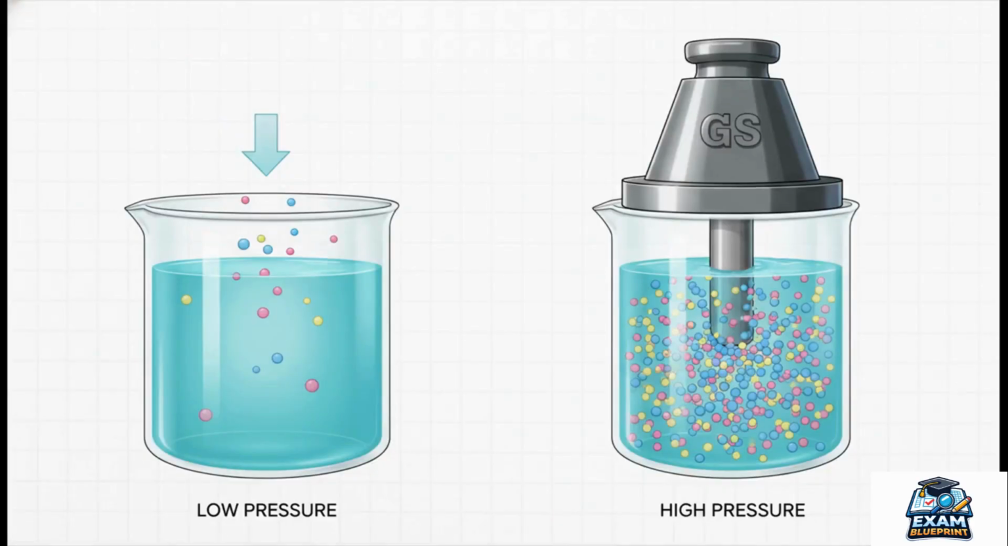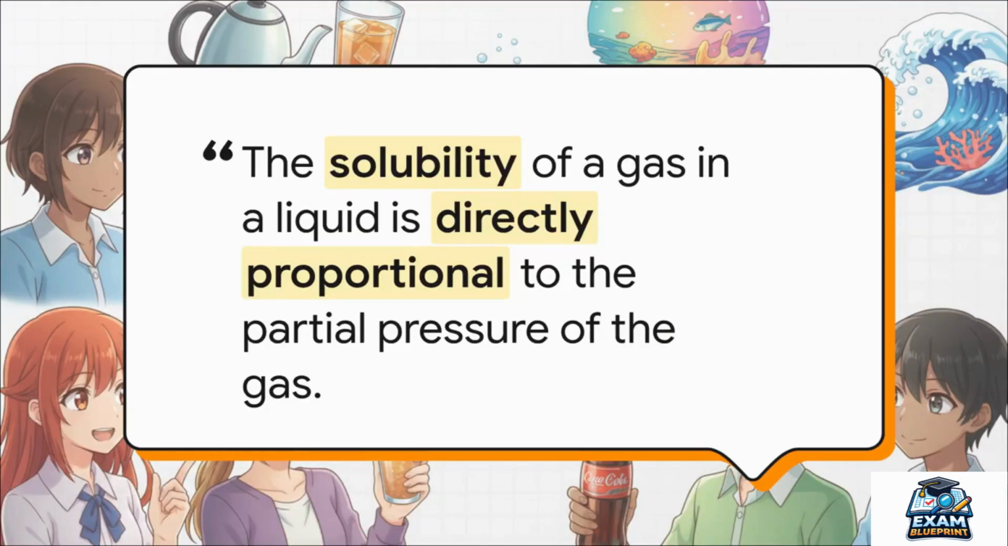Well, the secret lies in the relationship between two things: pressure and how well a gas can dissolve in a liquid, which is a property we call its solubility. This relationship was figured out by a guy named William Henry, and now it's known as Henry's Law. And what it says is actually pretty simple. The more pressure you put on a gas that's sitting on top of a liquid, the more of that gas will dissolve into the liquid. It's a direct relationship. You double the pressure, you can dissolve double the amount of gas.